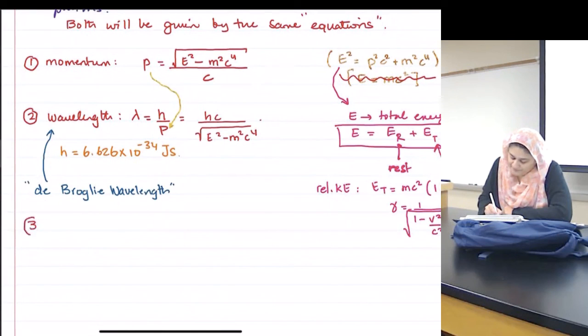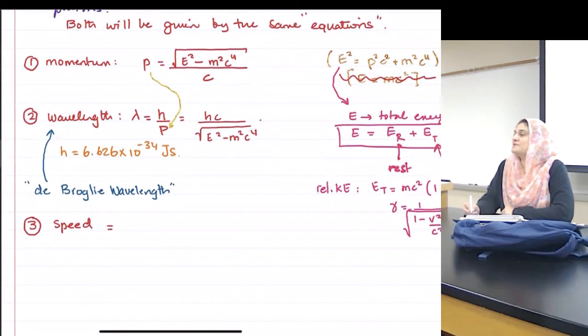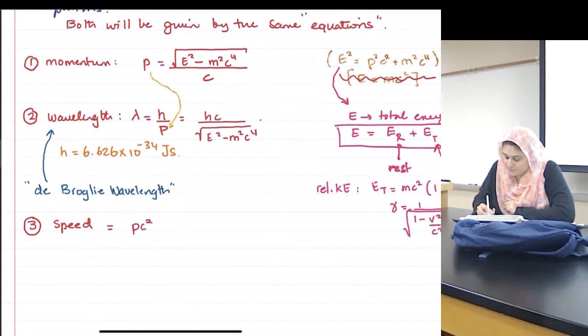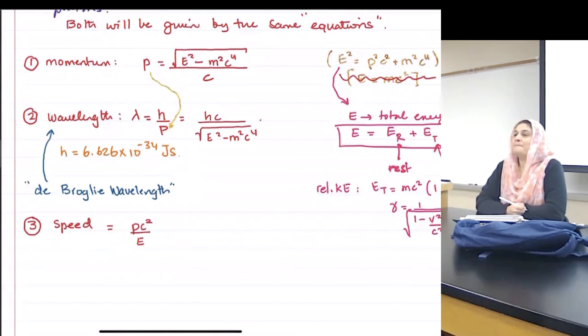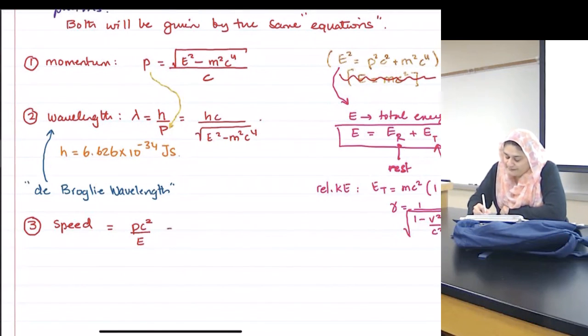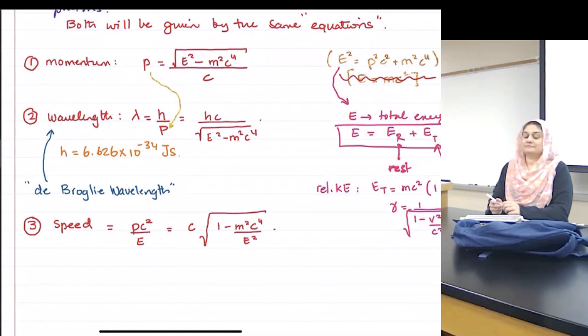Number 3 is for the speed. So what is speed? Distance over time? Or lambda f, as we talked about, right? For a quantum electrodynamical system, it is actually pc squared over E. Or if we plug all the values in, square root of 1 minus m squared c^4 over E squared, times c. So you can plug E and p, all of those values in here, and you will come up with this.